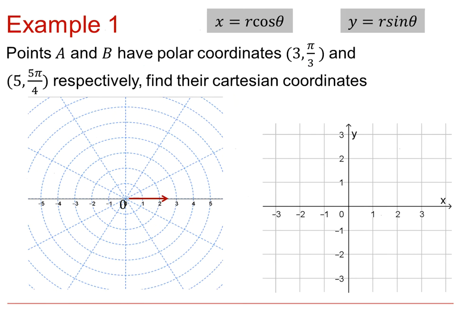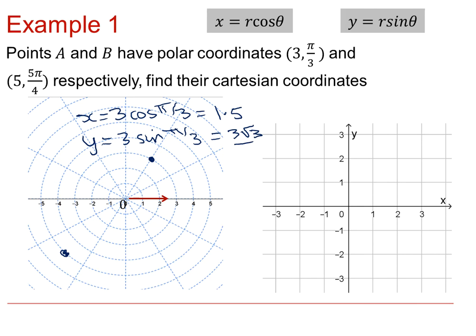Points A and B have polar coordinates 3, pi by 3 and 5, pi by 4 respectively, and we need to find their Cartesian coordinates. Well, we can write that x equals 3 cos pi by 3, which equals 1.5, and y will equal 3 sine pi by 3, or 3 root 3 over 2.